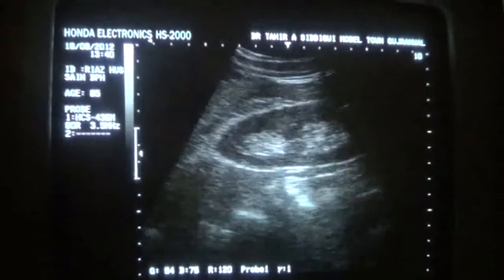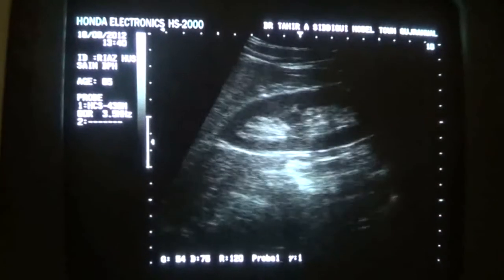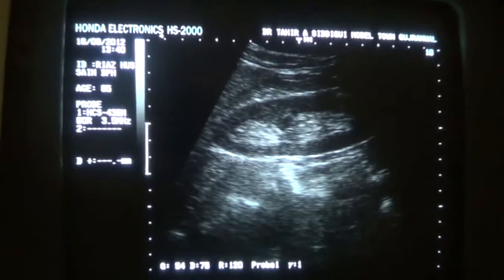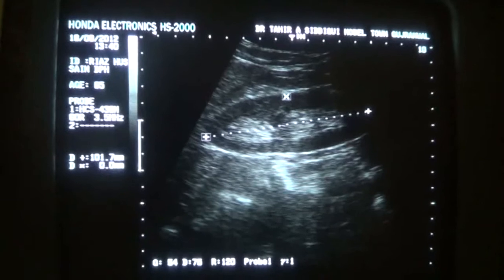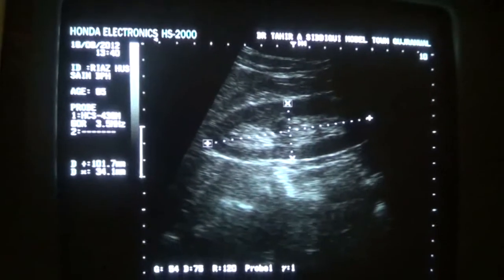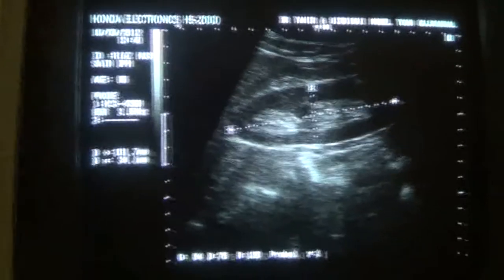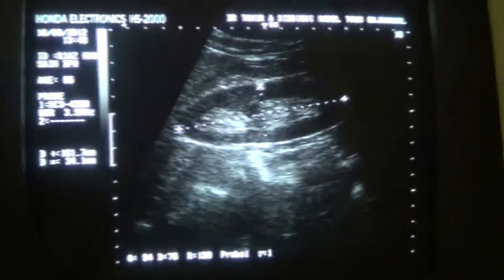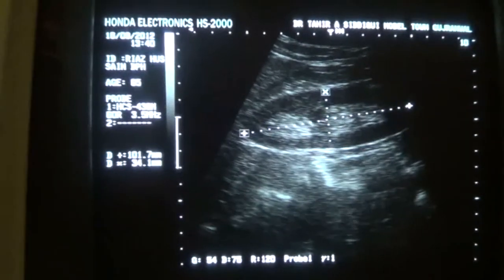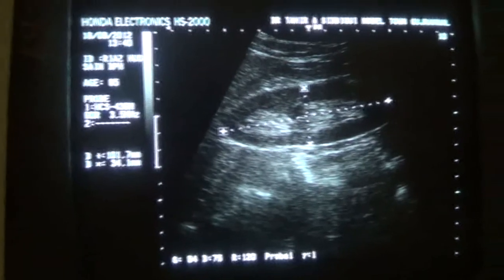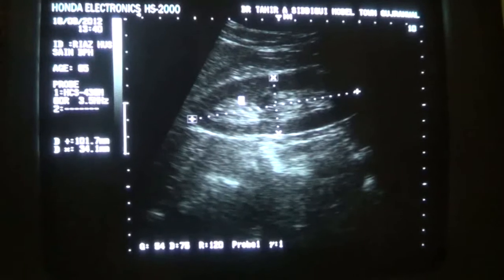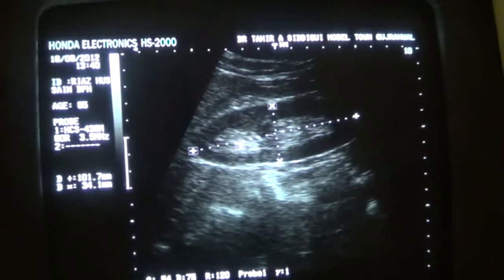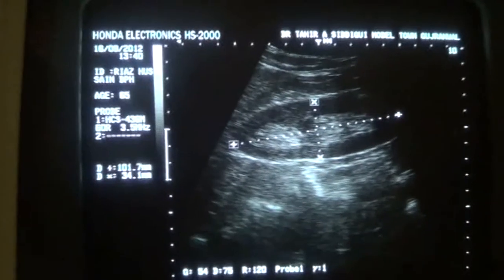This is the right kidney, and the right kidney is normal by all parameters. This is the measurement, 10.1 into 3.4 centimeters. This is the right kidney, and we do see normal parenchyma, intact corticomedullary differentiation, normal central sinus component. So this kidney is normal.